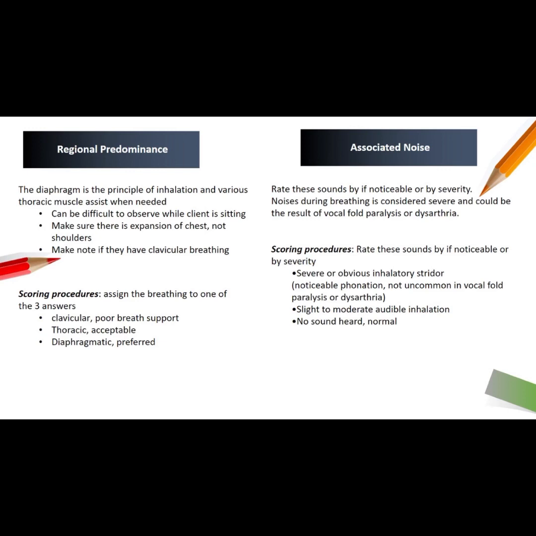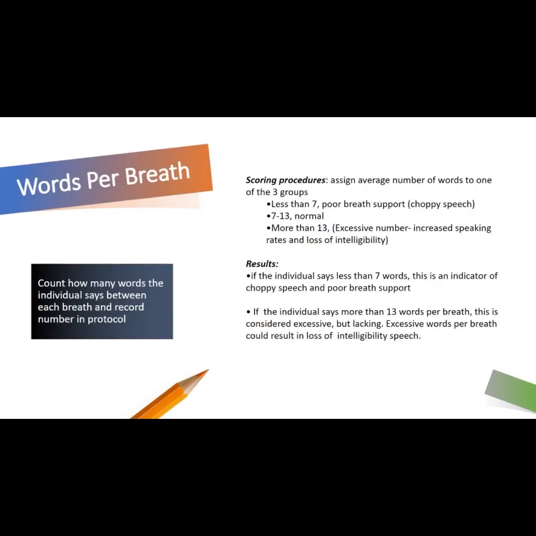Noise during breathing is considered severe and can be the result of vocal fold paralysis or dysarthria. The sound, if noticeable, will be rated as severe obvious inhalatory stridor, slight to moderate audible inhalation, or no sound heard, normal. Obtain a random speech sample or have the client read a passage to count how many words the individual says between each breath and record the number in the protocol. Less than 7 words is considered poor breath, and about 7 to 13 is normal. More than 13 is excessive.